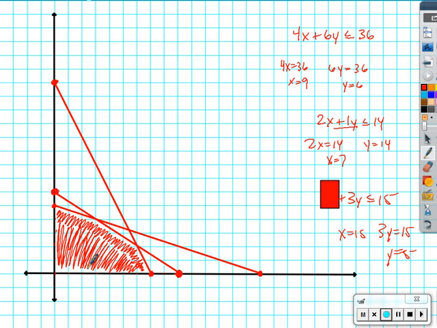Then I'm going to identify my vertices as the next step. Those are the corner points of this shape. Putting dots there is only one step. I actually want to write the coordinates of each of them. I have 0, 0. Chances are that's not going to be the one that gives me the most profit. I have 0, 5.